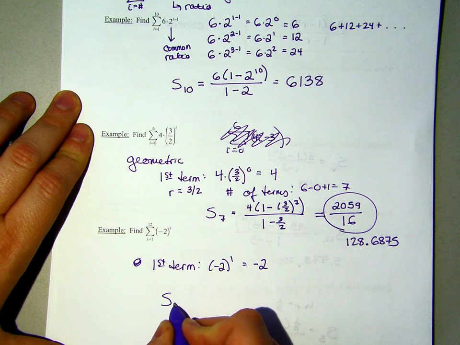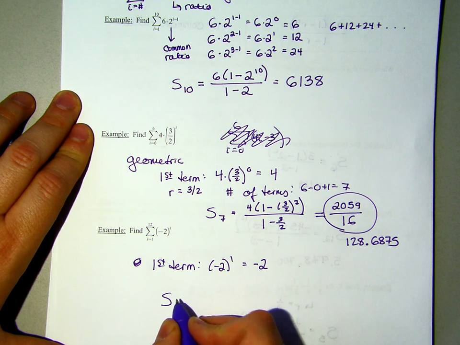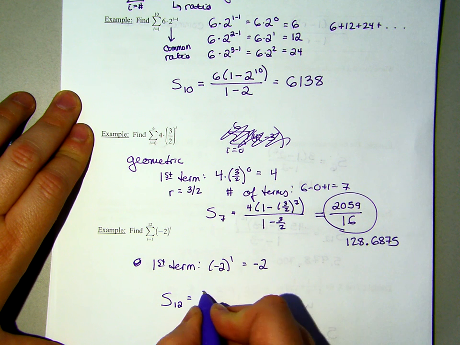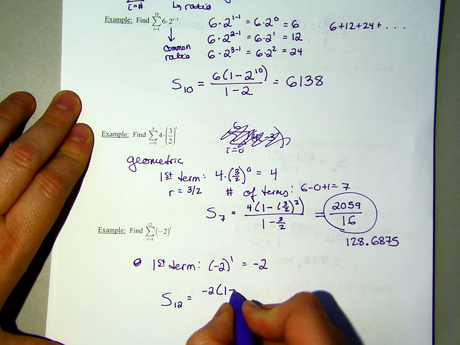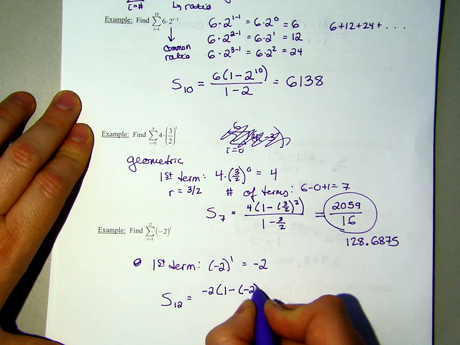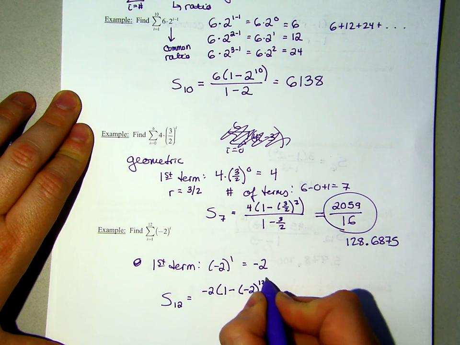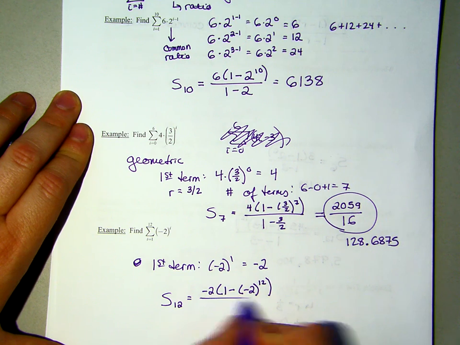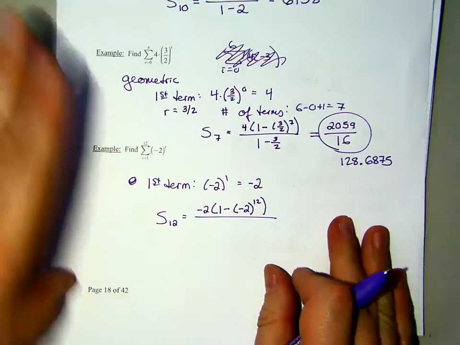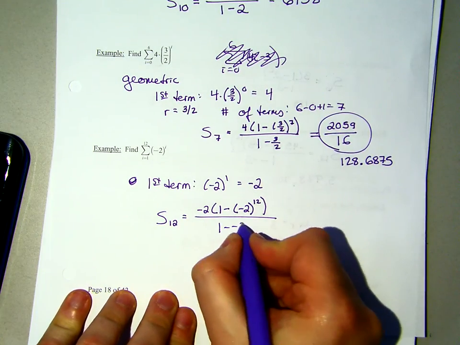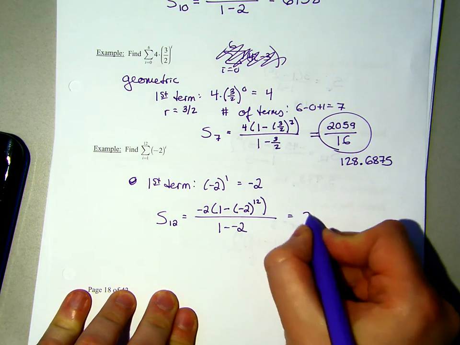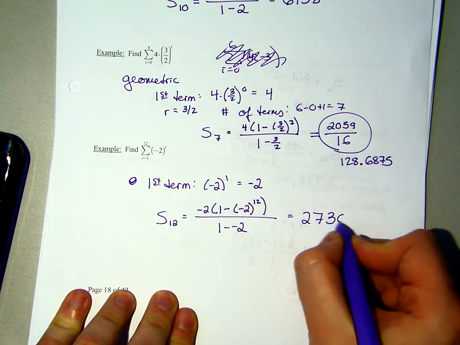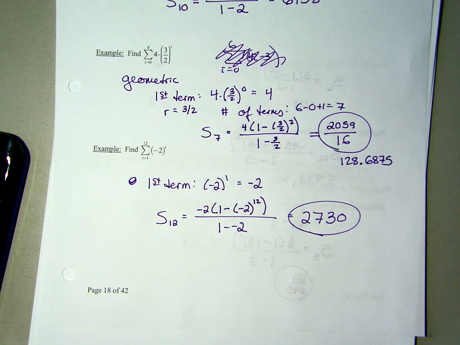Okay, so S sub 12, how many terms are there? 12. First term is -2. Times 1 minus, the common ratio is -2. That's got to go in parentheses with the 12 on the outside. You're not allowed to combine them and make 1 plus something. And then we're going to do 1 minus -2. When you type that in, you should get 2,730 for this one.